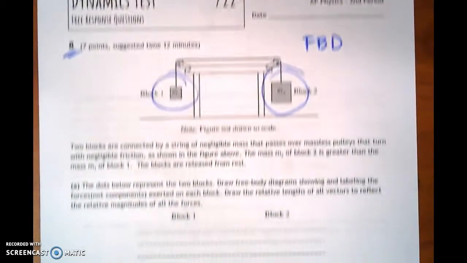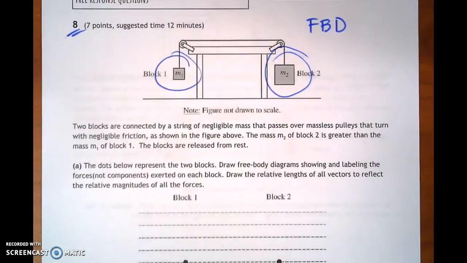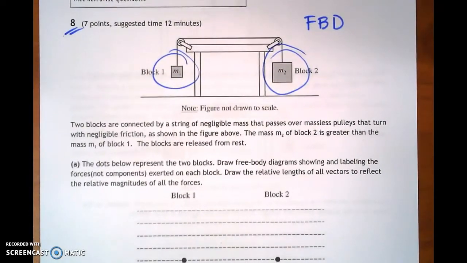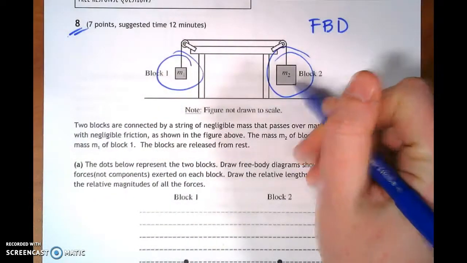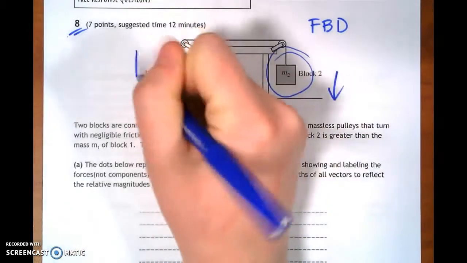So, two blocks connected by a string of negligible mass that passes over massless pulleys that turn with negligible friction, as shown in the figure above. The mass M2 of block 2 is greater than the mass M1 of block 1. The blocks are released from rest. You already know what's going to happen, right? If this one's heavier, it's going to move this way, right?